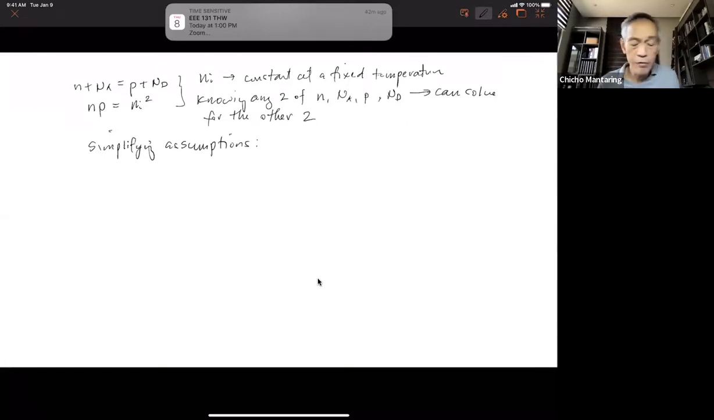And then you can also have simplifying assumptions. For example, if Nd is very much greater than N, and this will be true for an N-type semiconductor, then N will just be approximately equal to Nd. And if Na is very much greater than P, then P will just be approximately equal to Na. So those are your simplifying assumptions.